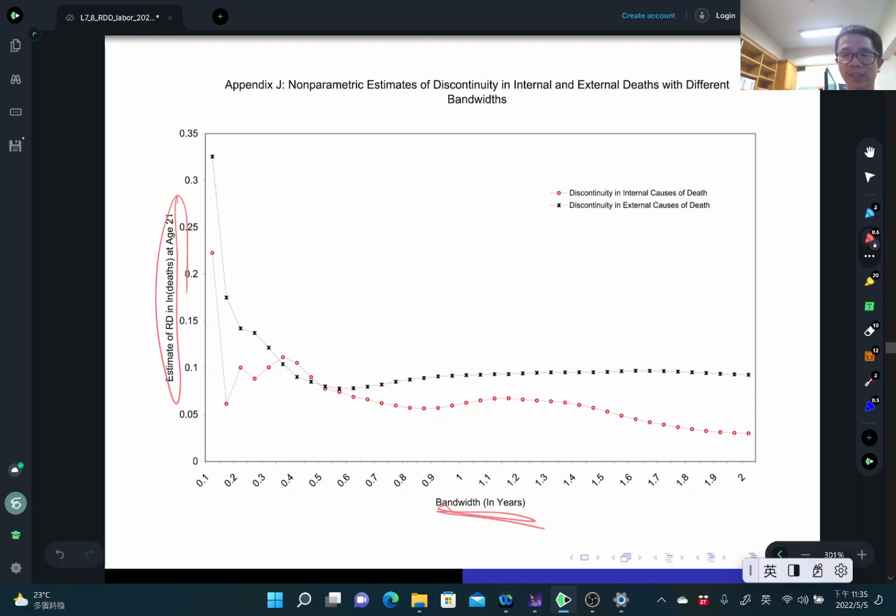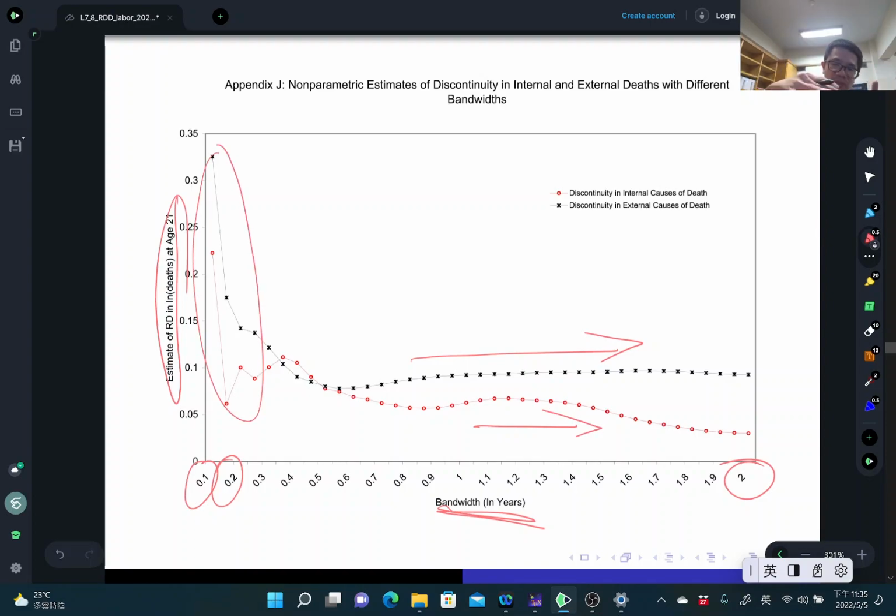You use different bandwidths, 0.1 years, 0.2 years, up to 2 years before and after the 21st birthday, and you expect the results to be quite stable. Maybe there's some noise and variation if you use a very small bandwidth, which is the typical case. No one really cares about very small bandwidths because you don't have enough sample, so the estimate will be biased and noisy, not very precise. But at certain points, it becomes quite stable and does not change too much.